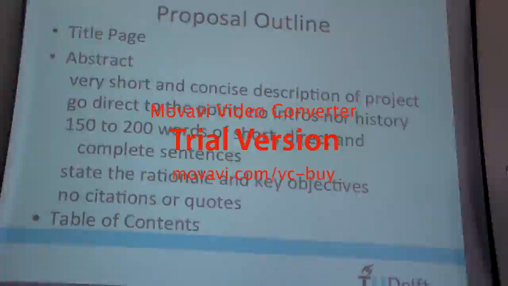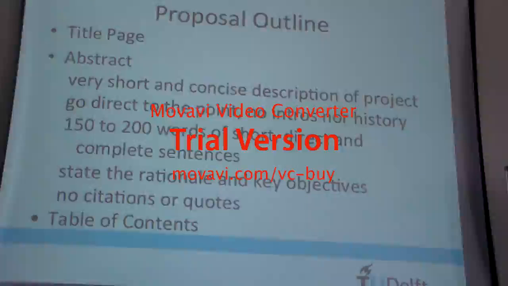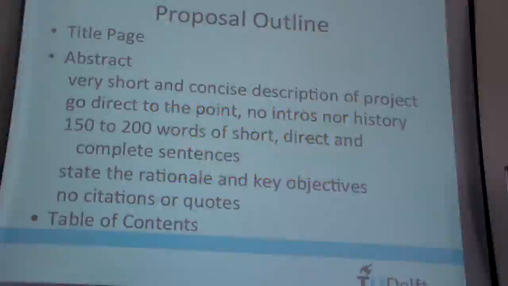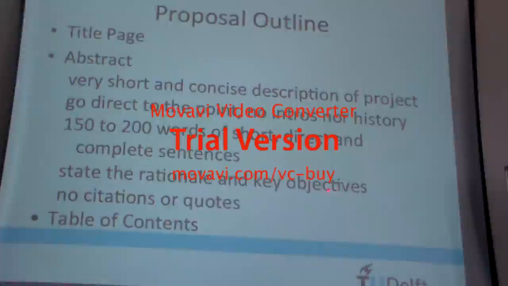Sometimes, as I told you, you are allowed to use one page, but it should be only one paragraph. Short, direct, and complete sentences. State the rationale, rationale means the logic, and key objectives. No citations, no quotes.